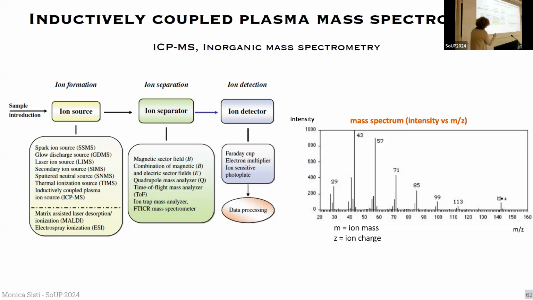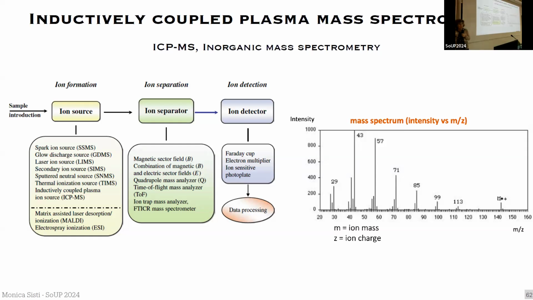And it's important that you measure the mass over charge ratio, because this is one of the problems of ICP-MS. If you have ions that are doubly charged with a high mass, for example, a mass 150 doubly ionized, for the detector, it is like a mass that is 75.